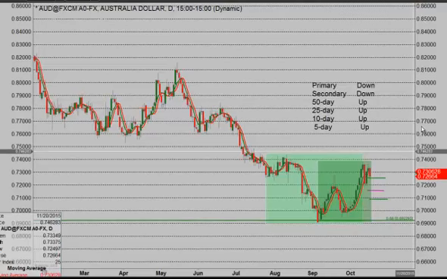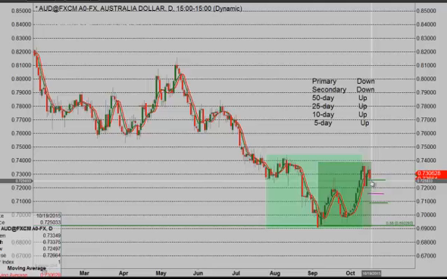So long and short of it, short-term guys, you're still buying dips. It looks like you tagged support right there short-term. So come Sunday night, I'll be scouting that level for potential buy signals.